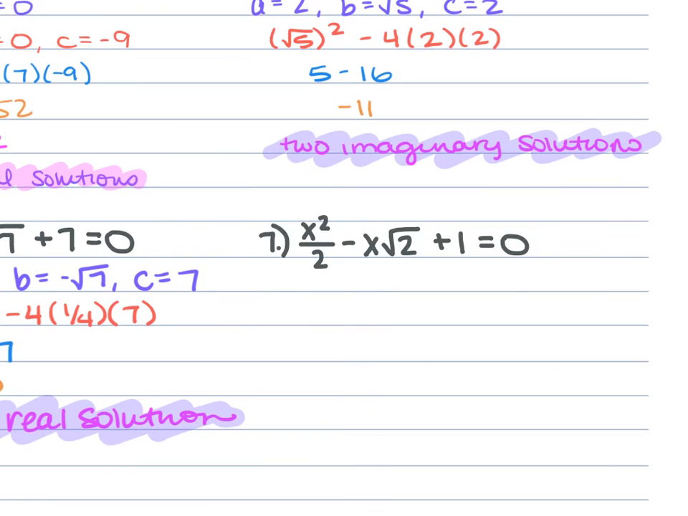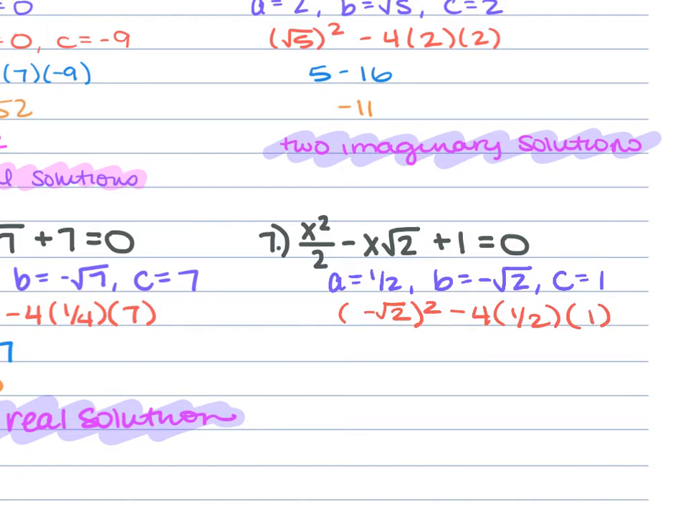For 7, we have x squared over 2 minus x square root 2 plus 1 is equal to 0. So our A is 1/2, our B is negative square root 2, and our C is 1. So this is going to be the negative square root 2 squared minus 4 times 1/2 times 1. The negative square root 2 squared is going to be a positive 2. Negative 4 times 1/2 is negative 2 times 1 is negative 2. So 2 minus 2 is 0. We have 1 real solution.